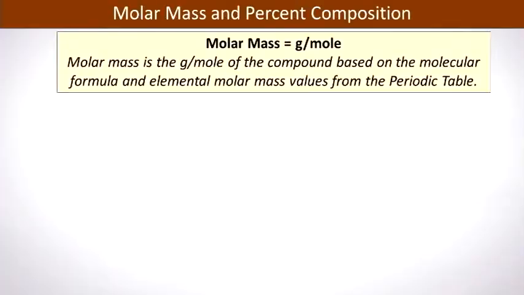In this video, I'm going to teach you how to calculate the molar mass and percent composition. Let's start with molar mass. Molar mass is given in units of gram per mole. So, molar mass is the gram per mole of a compound based on the molecular formula and the elemental molar mass values from the periodic table.